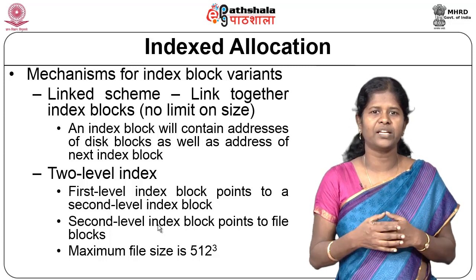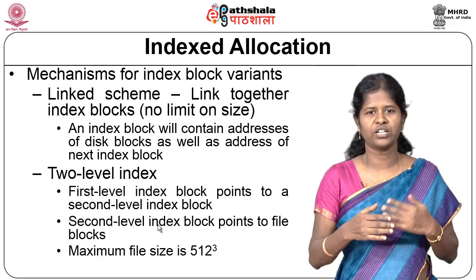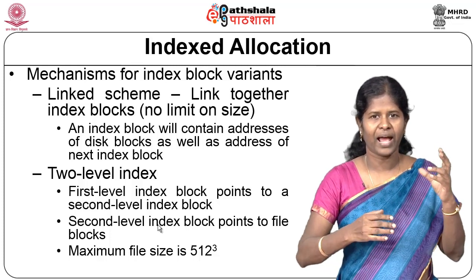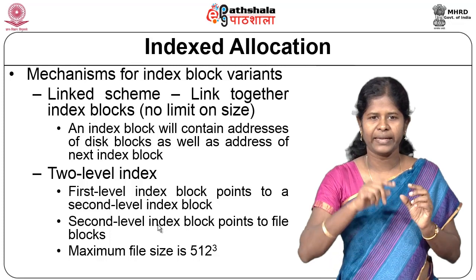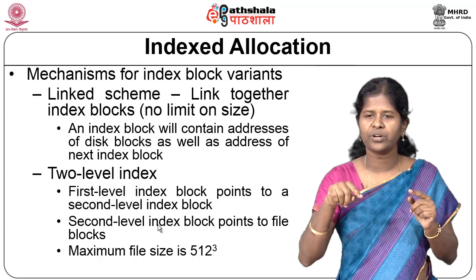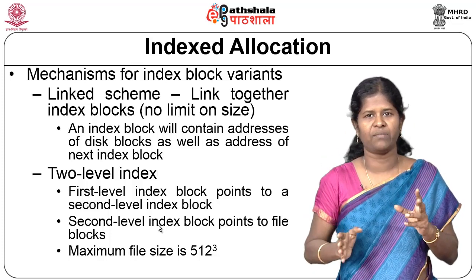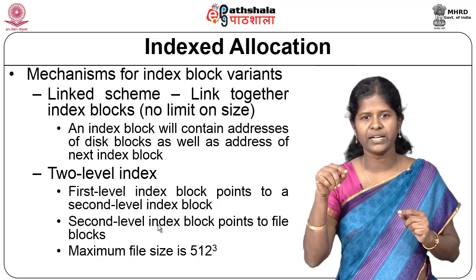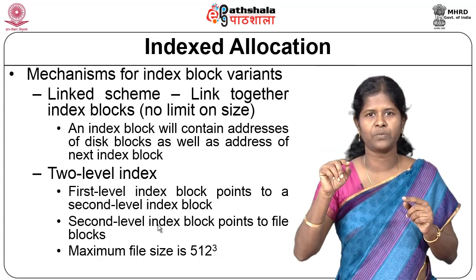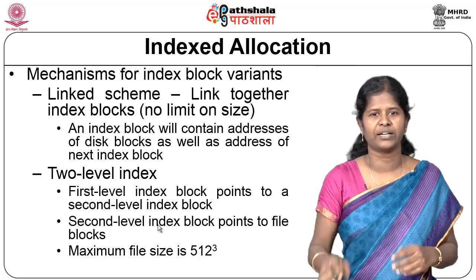The next variant of having multiple index blocks is to go for a 2 level index. You will have a first level index block and each entry of this first level index block will point to another index block. So, each entry will point to a second level index block, and in the second level index block you will have addresses of disk blocks and those will point to the disk blocks which will have the contents of the file.